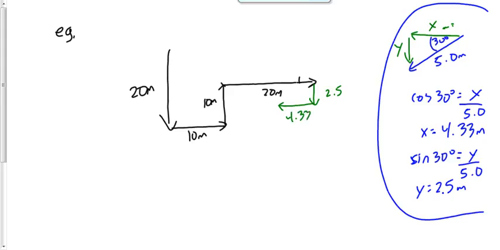Now, does it matter whether I draw the X or the Y first? No. Why did I draw the Y first here, do you think? Yeah, just so it wouldn't look so odd and cluttered, right? If I had drawn the 4.33, it would have been on top of the 20, and that would have just got messy. So I do the Y component first. Doesn't really matter. Just easier to see it, I think, if we draw it like that.